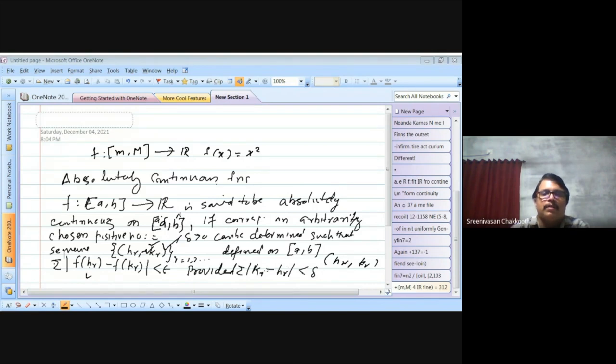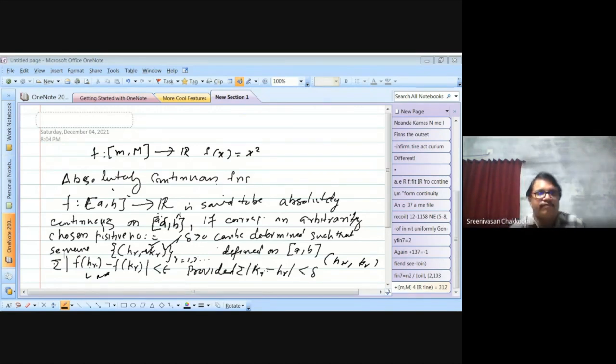So this sum less than delta means the total length of the intervals in the sequence or collection is less than delta. So if the total length of the intervals in the countable collection is less than delta, then the total fluctuation is less than epsilon. This is the idea of absolute continuity.